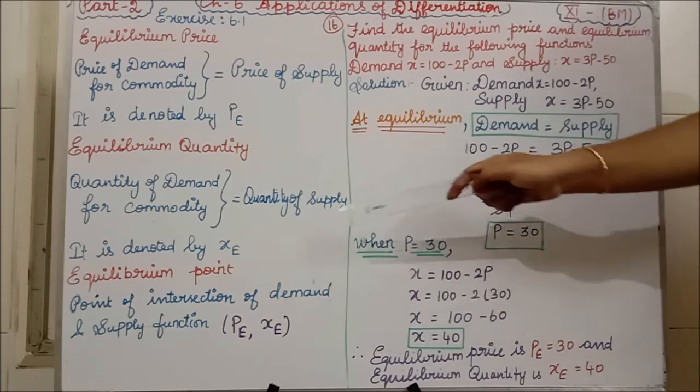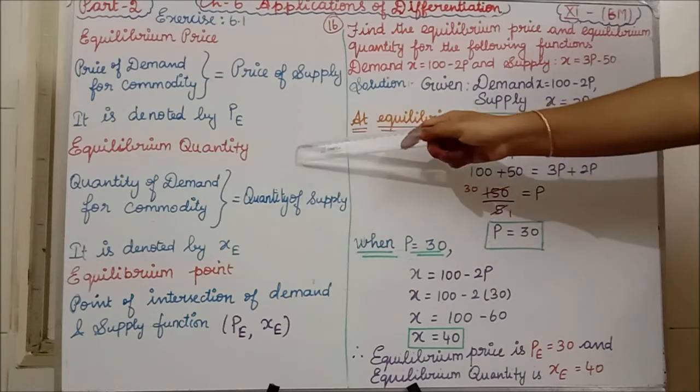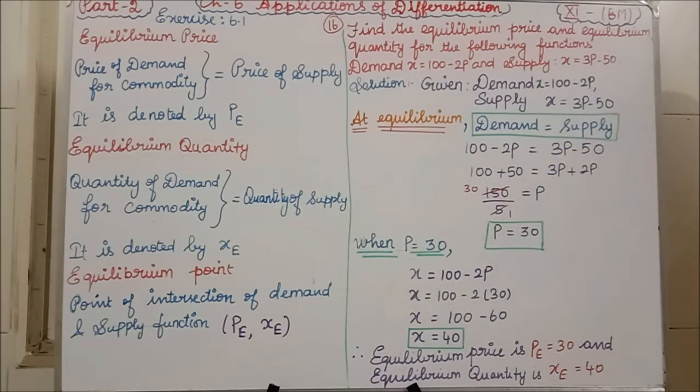Which one are we denoting by x? X of E. The equilibrium quantity we denote by x of E. So therefore the equilibrium price P of E is equal to 30 and the equilibrium quantity x of E is equal to 40. That's all. We have found the equilibrium price as well as the equilibrium quantity. Clear, all of you, the 16th question? Yes.